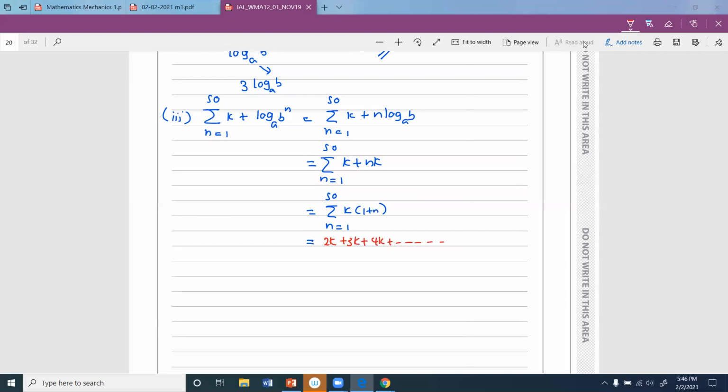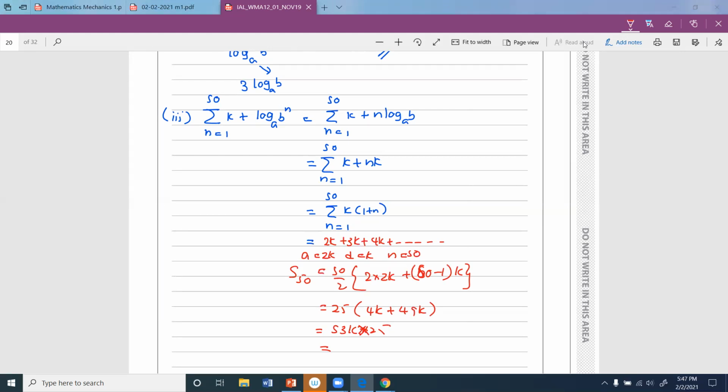Now you can see it's an arithmetic progression with first term 2k and common difference k. How many terms are there? You are adding from 1 to 50, so there should be 50 terms. So S50 equals 50 divided by 2, times 2 into 2k plus n minus 1, that is 50 minus 1, times d, where d is k. That comes to 25 times 4k plus 49k. That is 49 plus 4, which is 53, so 53k into 25. So you get the answer for that.